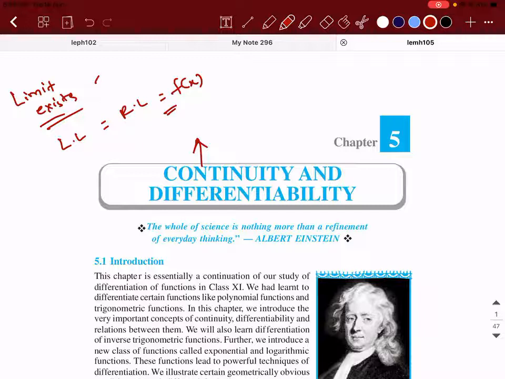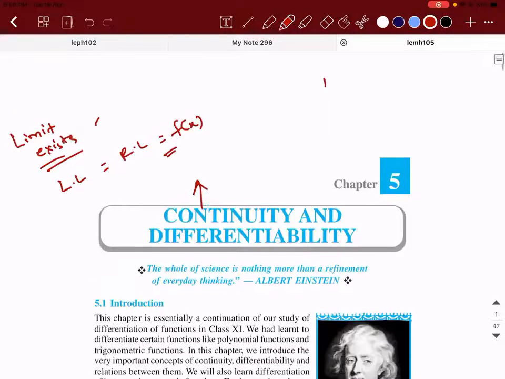Now, how is this limit existing concept going to help us in the case of continuity? Why did I say both are the same? If there is a possibility where the limit exists at a particular point, you can say that the given function is continuous. Let's see the meaning of it. Now, I have a graph like this. I have a function in this way. There, I'm taking a point C.